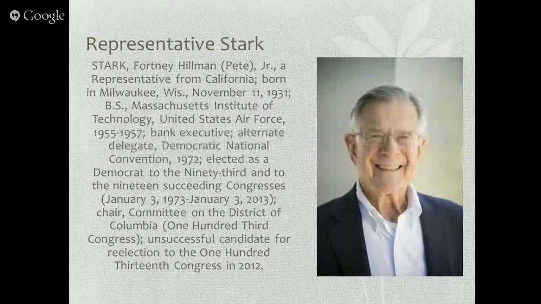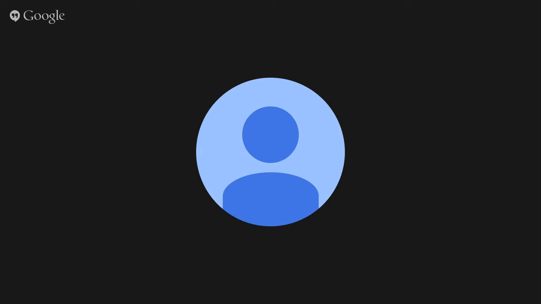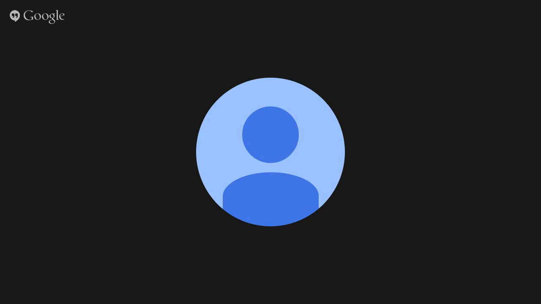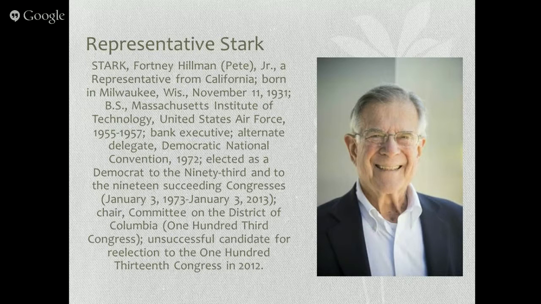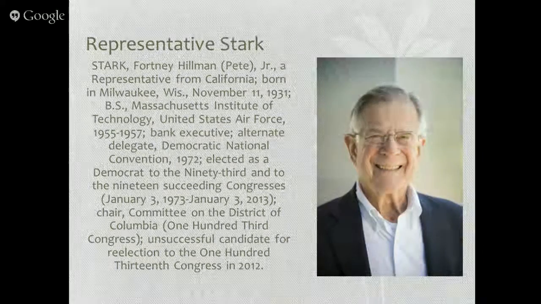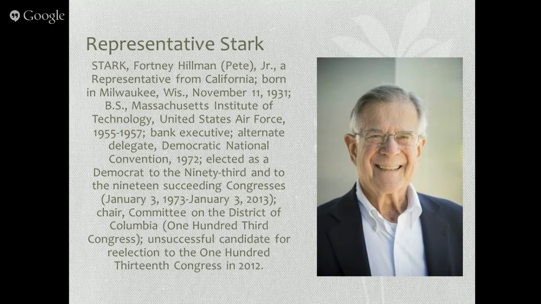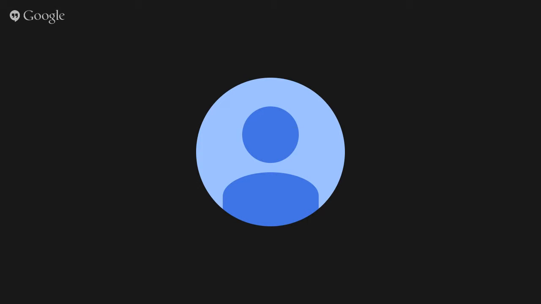Okay. Courtney Stark Jr. is a representative from California, and he was born in Milwaukee, Wisconsin in 1931. He earned his bachelor's from the Massachusetts Institute of Technology in 1953, and he went on to earn his MBA in 1960. In between schooling, he was in the United States Air Force from 1955 to 1957. He was a bank executive and was an alternate delegate for the Democratic National Convention in 1972. He was also elected as a Democrat to the 93rd and the 19 succeeding Congresses from 1972 to 2013. He was a chair member in the Committee on the District of Columbia and was an unsuccessful candidate for re-election to the 113th Congress in 2012. So you can see that Pete Stark is a very honorable man, as well as the author of both of the Stark regulations. Next slide.